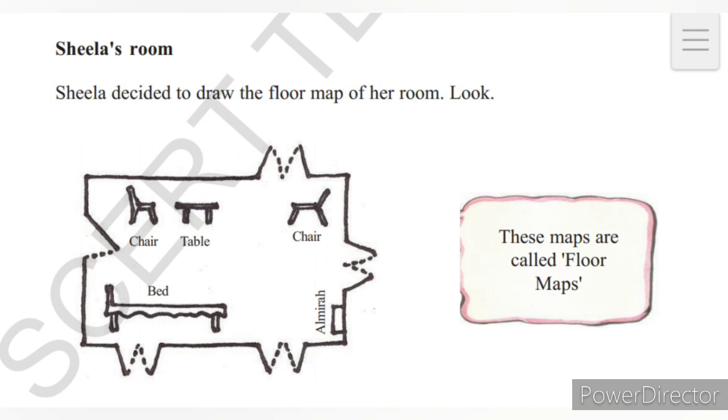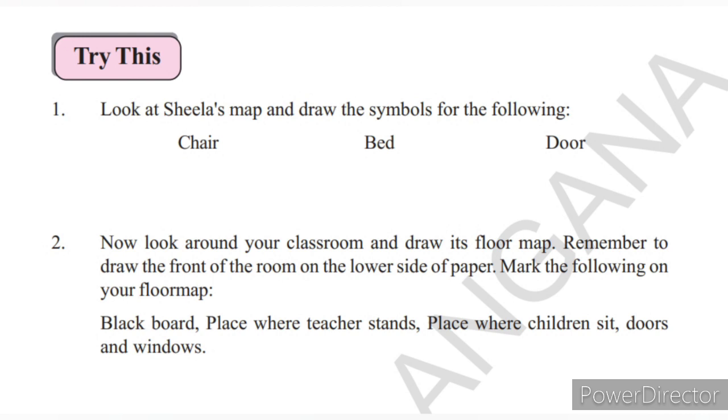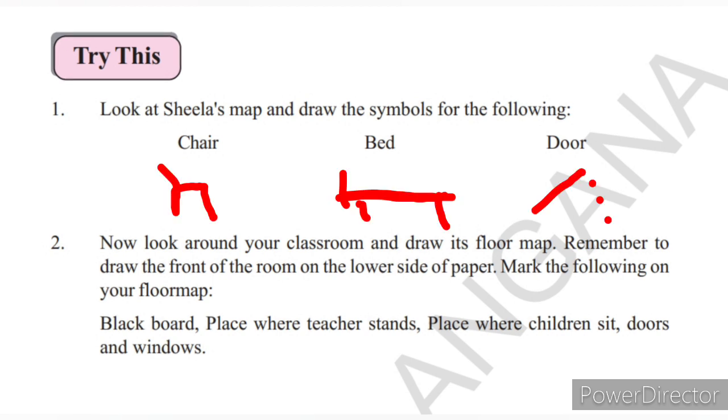Next, Sheila's room. Sheila decided to draw the floor map of her room. Look at the floor map of Sheila's room. She has drawn the floor map of her room. Try this. Look at Sheila's map and draw the symbols for the following. Chair, bed, door, how she has drawn? You try to draw here. I have drawn here. You draw neatly with pencil. Okay, next one, second one.